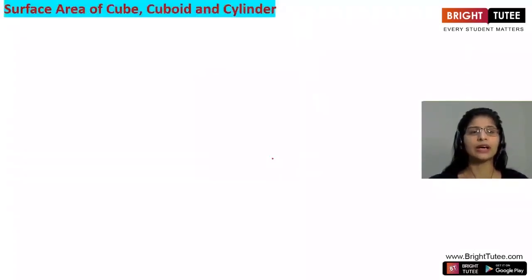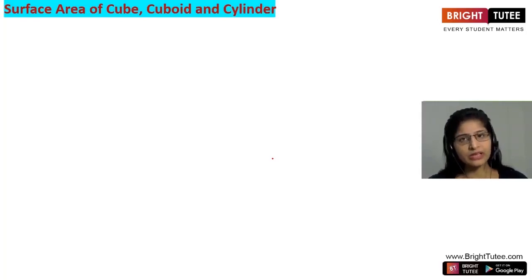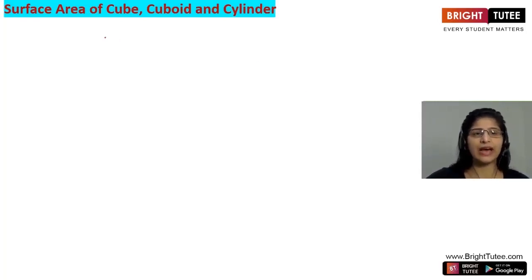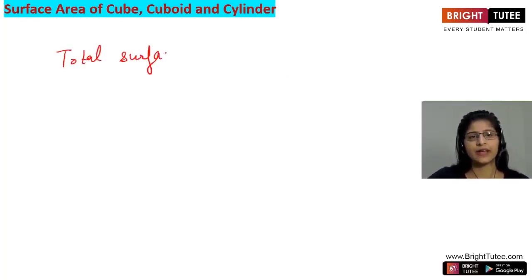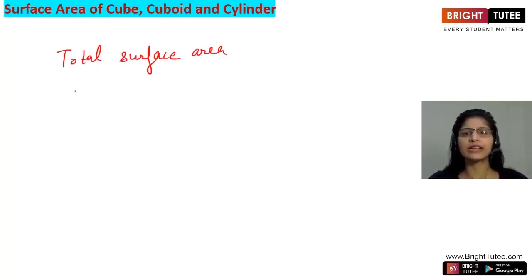Okay, now here we are going to learn about surface areas of cube, cuboid and cylinder. So what about the surface area of cube, cuboid and cylinder? There will be two terms. One will be total surface area, one will be lateral or curved surface area, right? When it is not mentioned in the question, we are going to take total surface area, and if it is curved or lateral, then it would be mentioned or some conditions would be given to us.